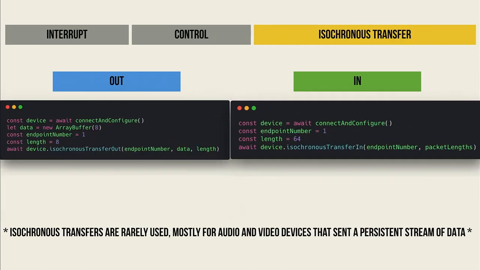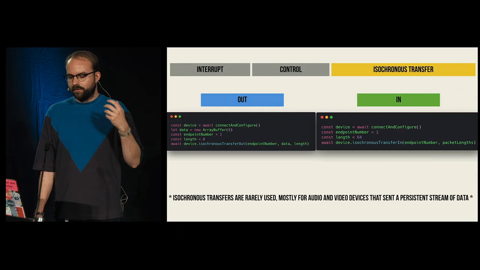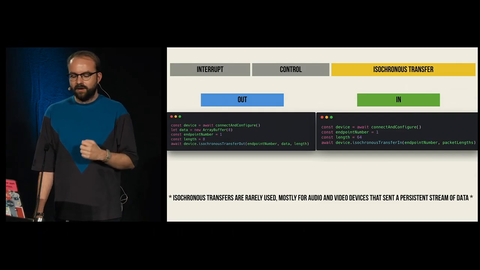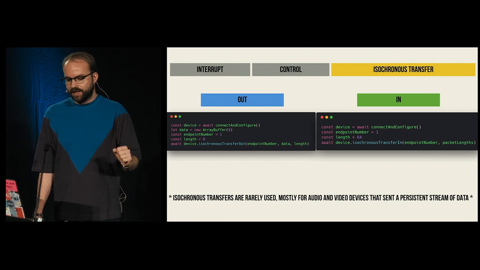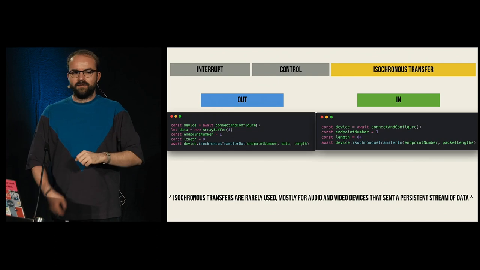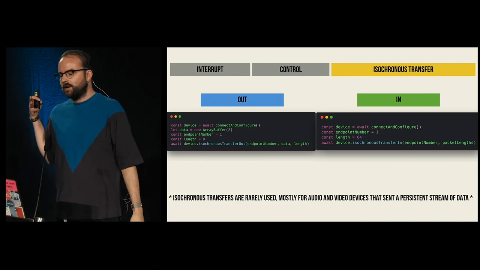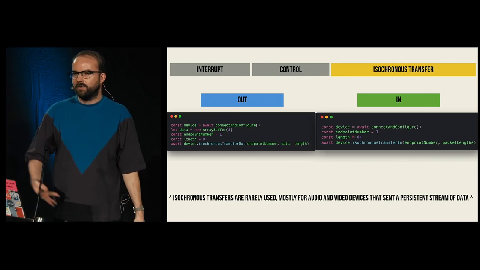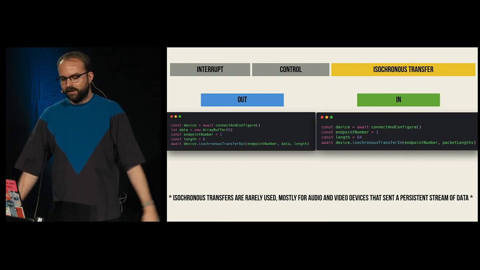And the last type is so-called isochronous transfer. Those are actually very rarely used, and mostly are used for audio and video devices because they can send a persistent stream of data. They do it lossy, so if they skip a few bytes when transferring incoming audio, nobody really cares.